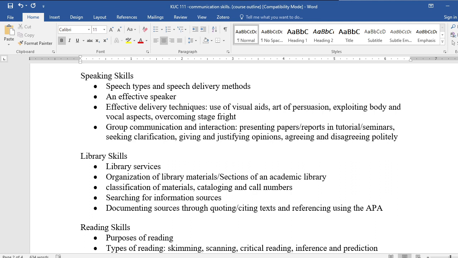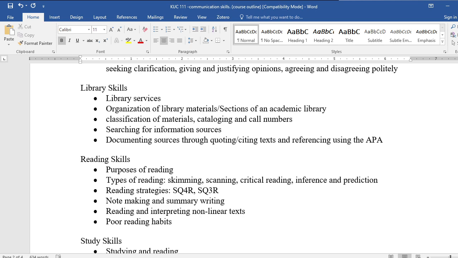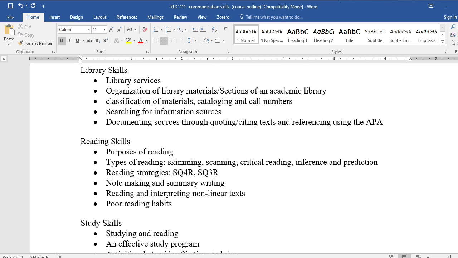We'll look at topic 3, that is speaking skills. We'll look at speech types, speech delivery methods. What are the characteristics of an effective speaker? We'll also look at effective delivery techniques, then group communication and interaction. The next topic, that is the library skills. We'll look at the services offered in the library, how materials are organized, the classification systems, and how you can be able to search for information from the library.